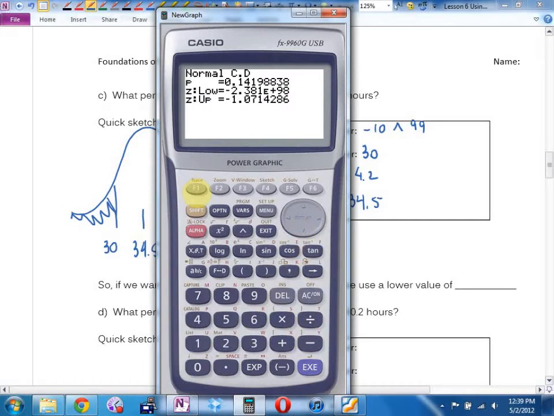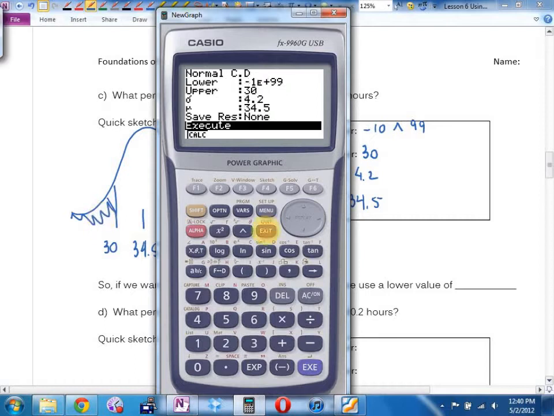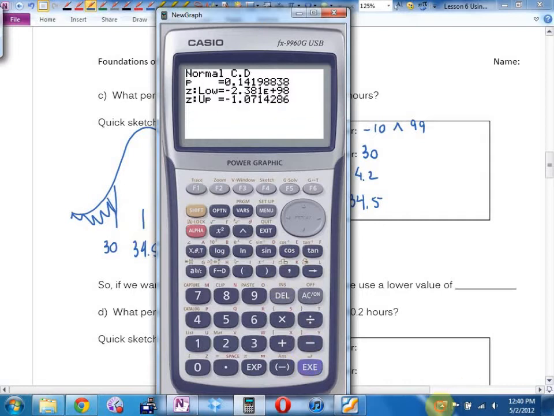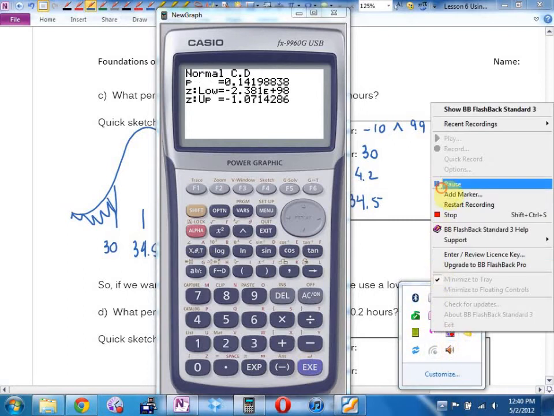Does your picture look like our sketch? Yeah? What is the area to the left of 30? Yours doesn't work. So can you press exit? Did you type -1 times 10 to the 99th? So -10 and 30? Upper value is 30, right? Is that okay? Yours won't come up. Okay, hang on. Pause. Continue.